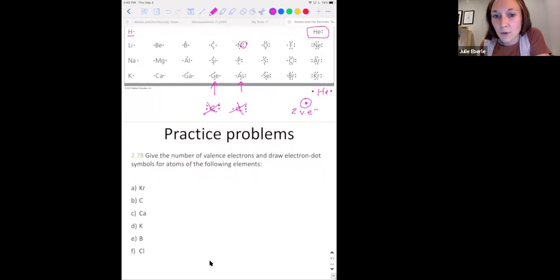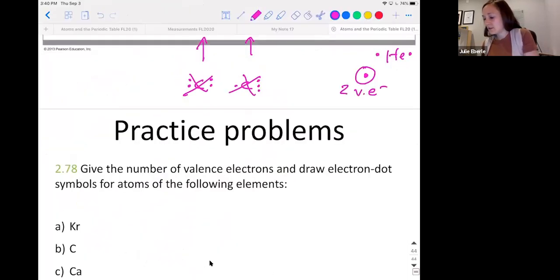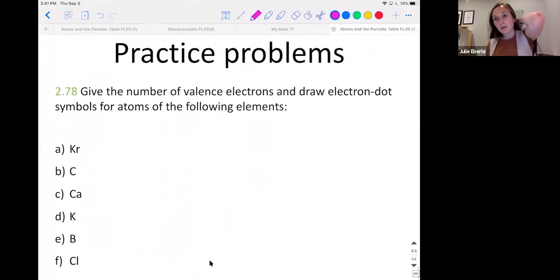We're going to do a practice real quick. So we have 6 elements here. I don't want you to look at the slide above. Don't want you to cheat. I want you to draw or figure out the number of valence electrons and then draw the electron dot symbol or structure for each of these elements. So if you need to get a periodic table, use that. There are plenty of pictures of periodic tables from these lecture slides.